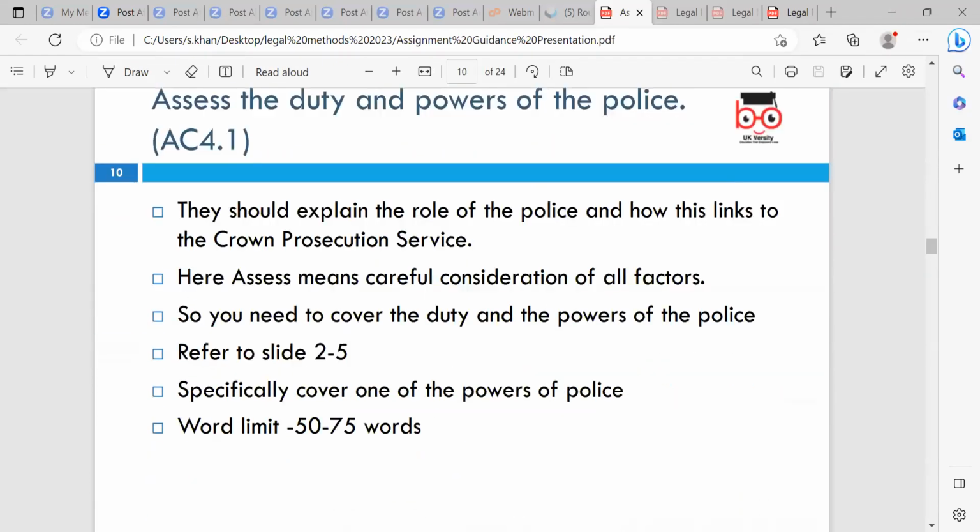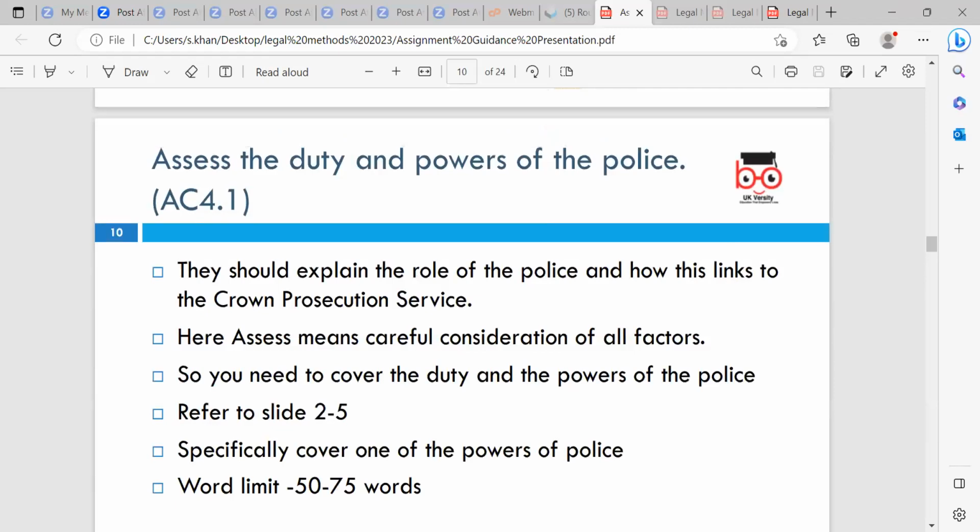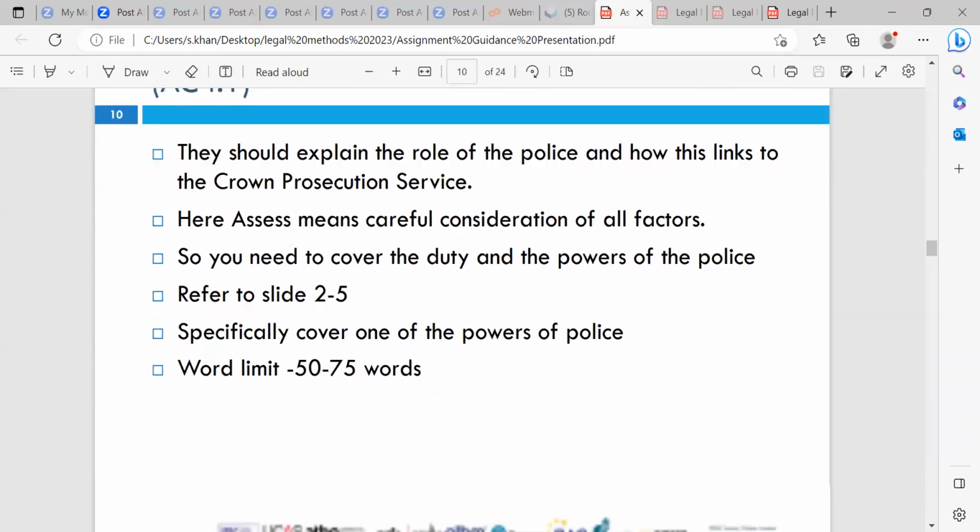Then you need to assess the duty and powers of the police, and that's AC 4.1. You should look at the role of the police and how it's linked to the Crown Prosecution Service. And we did a lot on that, so have a look through there. Here, assess means careful consideration of all factors. So you need to cover the duty and the powers of the police. Refer to slides 2 to 5. Specifically cover one of the powers of the police. So word limit 50 to 75.